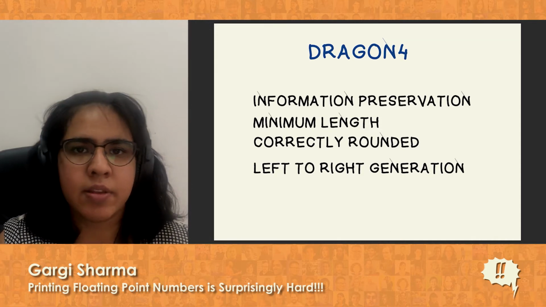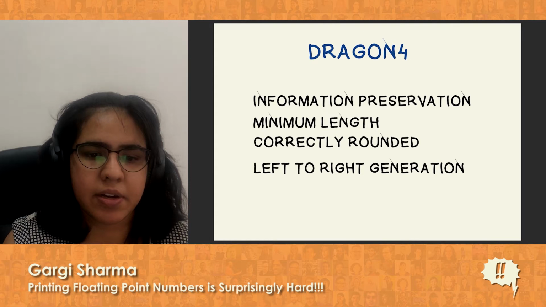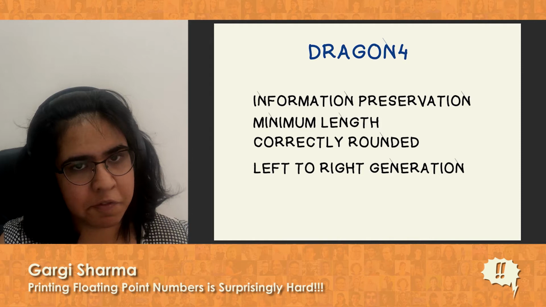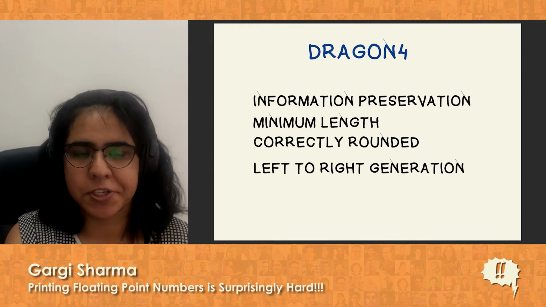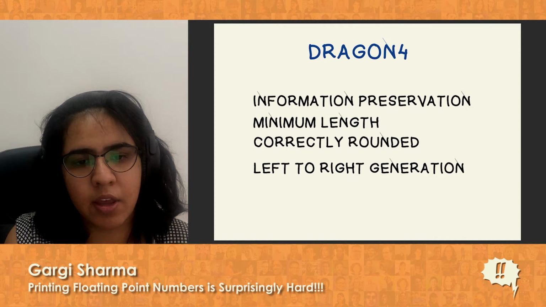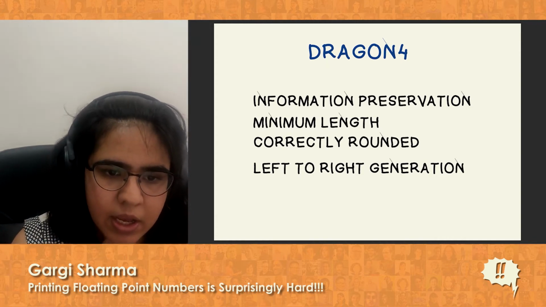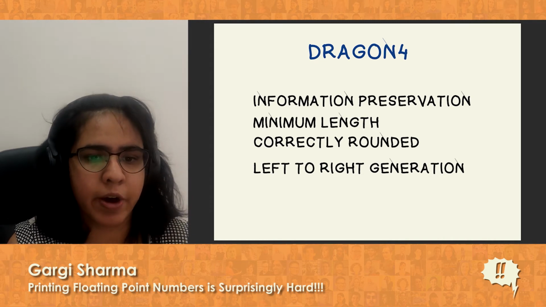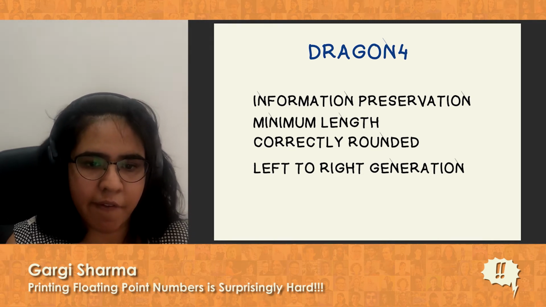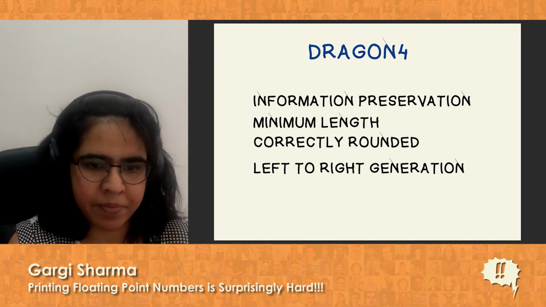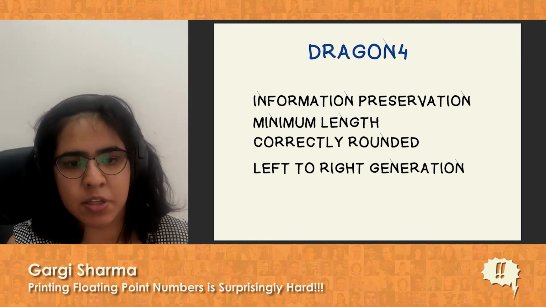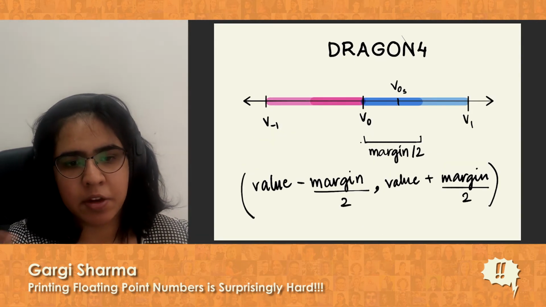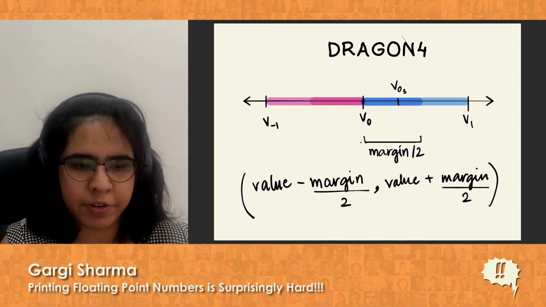Third, correctly rounded meant even rounding, and fourth, left to right generation, meaning when you were generating the correct floating point number, you were generating the decimal digits left to right. The idea in Dragon 4 is that for a number v, you have a range, and the margin is the difference between the next and the previous number on the floating point line.